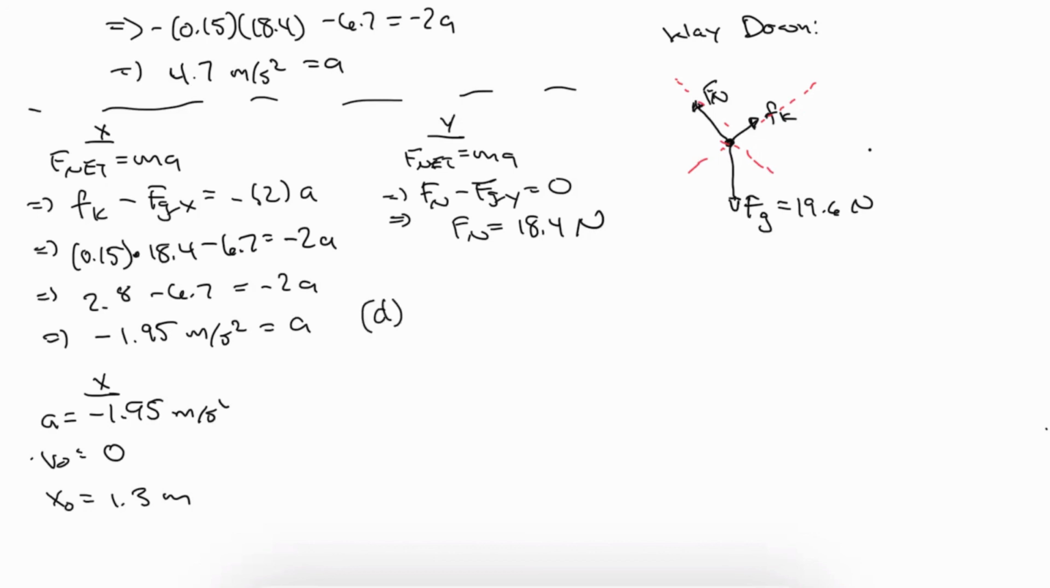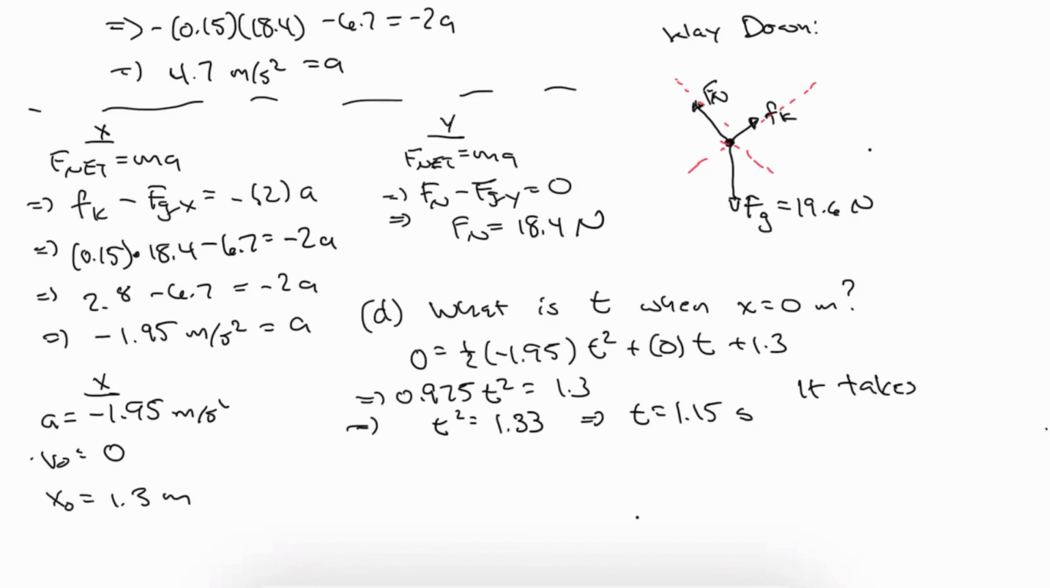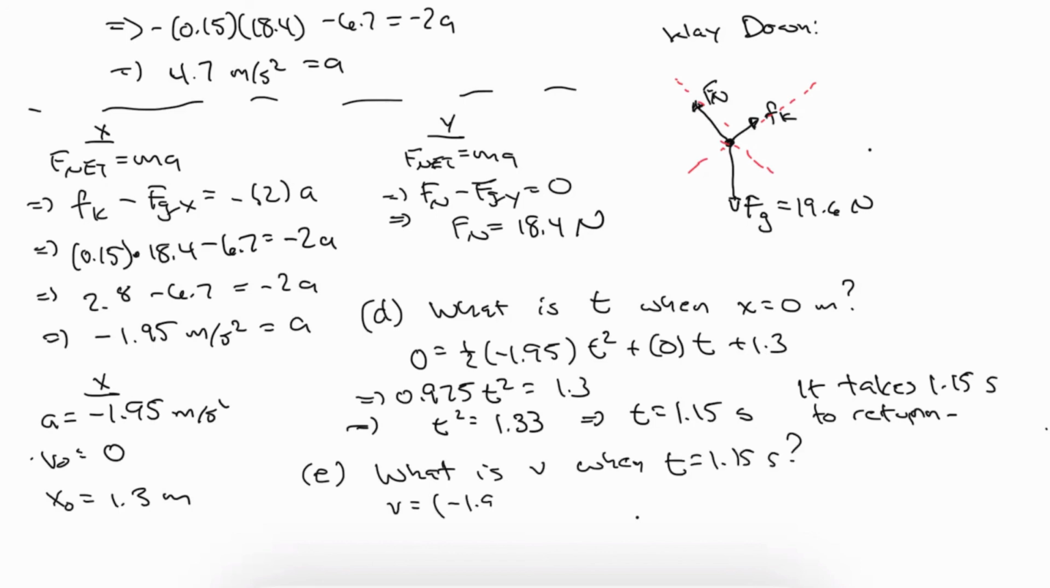So now we can finally ask in part D, what is t when x equals 0, when it returns to its original position? We use the first kinematic equation and plug in the information we're given. This just requires us to solve for time. And we can see that it takes 1.15 seconds to return. In part E, we're being asked for its velocity when it finally gets back to its original position. And now that we know the time, this is simply what is v when t equals 1.15 seconds. We plug in the information into the second kinematic equation, and we find that its speed is 2.2 meters per second.